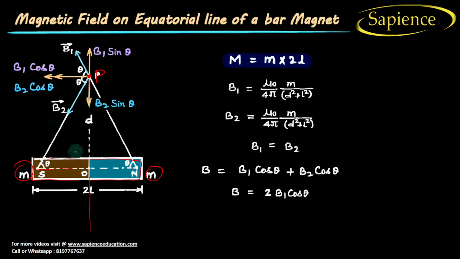Now we have two poles. How many poles? Two poles, that is north pole and south pole. This distance is your L. This distance is also L. Now let us suppose we are considering this as P, and the distance between the magnet and the point P is your d. Now we can say that the length between P and this north pole will become root of d square plus L square. This will also become root of d square plus L square. So both distances will become root of d square plus L square.